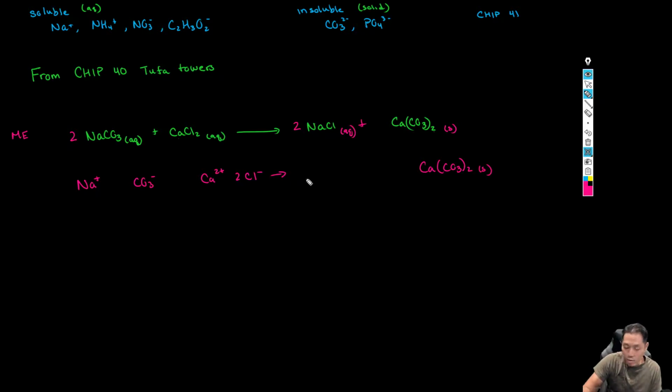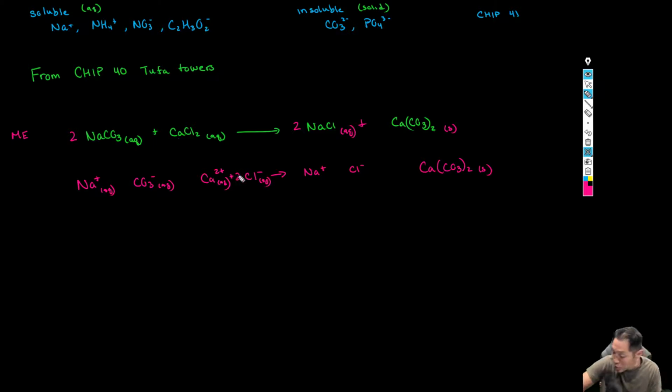Sodium and chloride don't do anything. It's our normal table salt. So it is going to stay as an ion. So these are all within the solution. So we can still label it aqueous because that's technically what it is. It's dissolved in the solution.